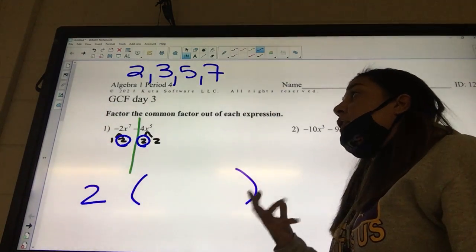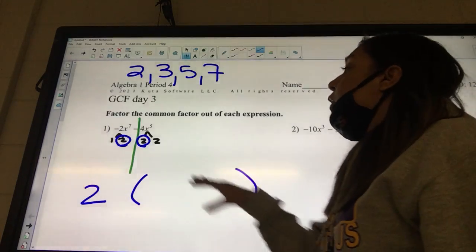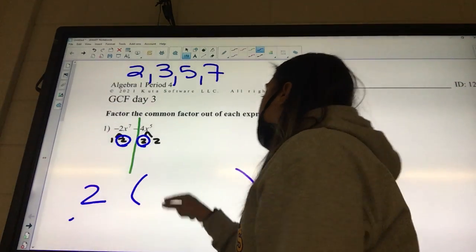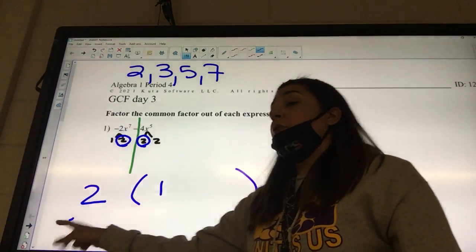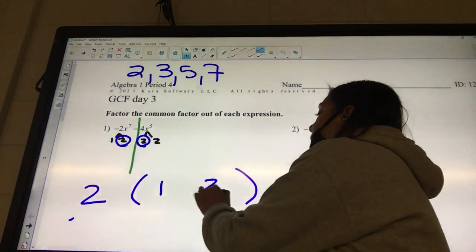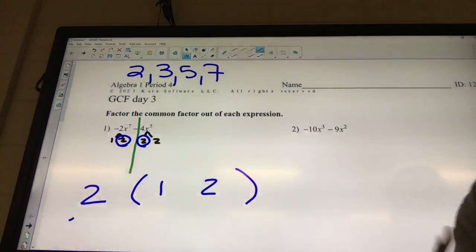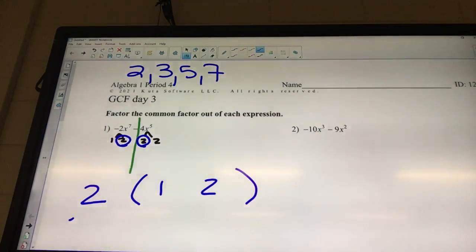And yesterday we learned about how to do the variables, okay? So we say 2 divided by 2 is 1. 4 divided by 2 is 2. Okay, so now the letters, we can pull out the smallest amount of letters possible.